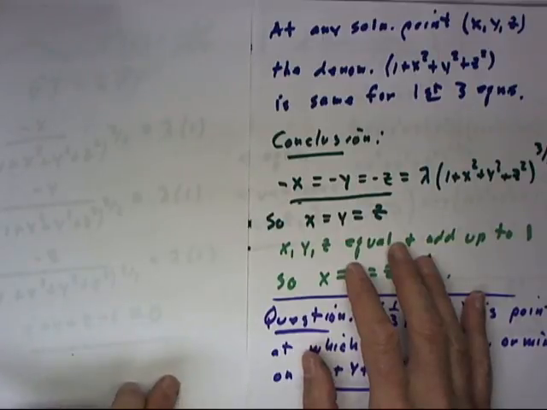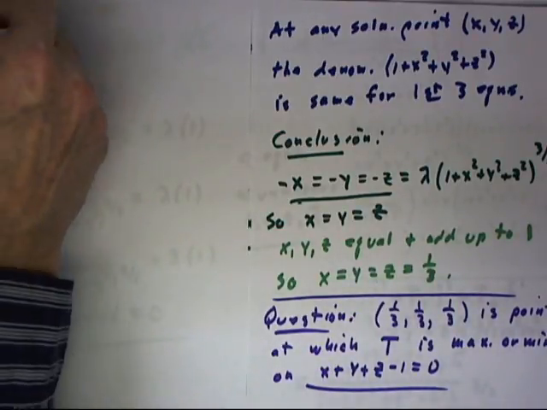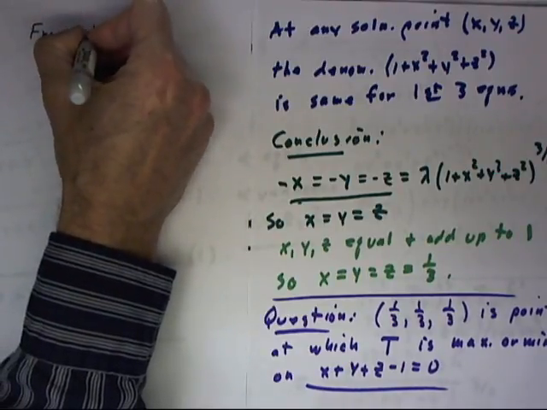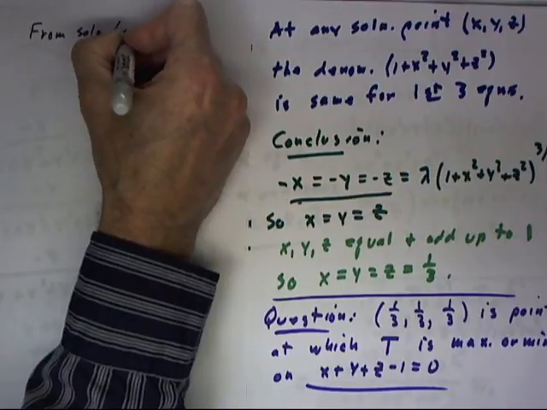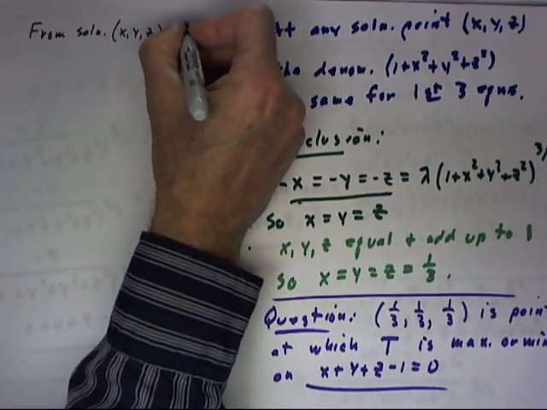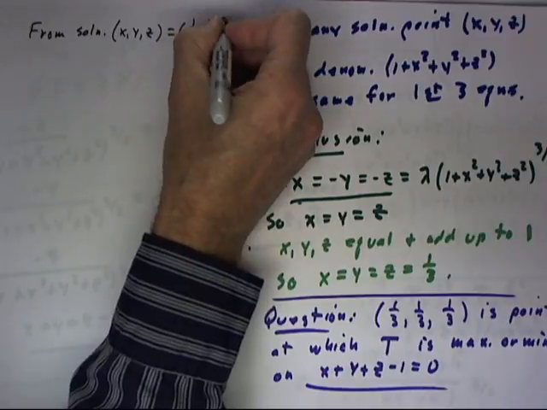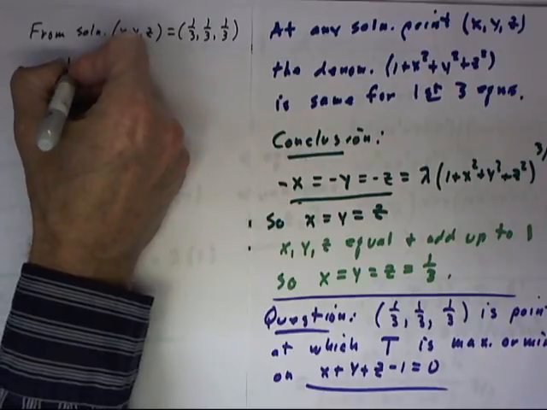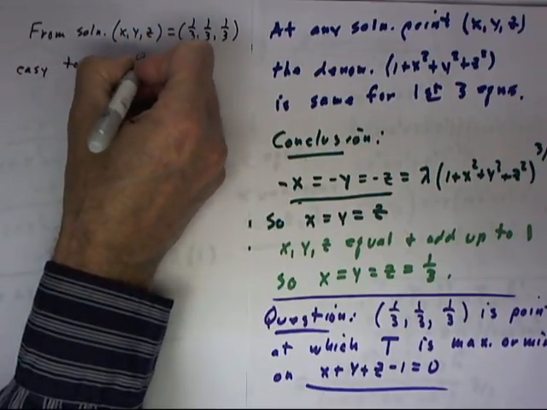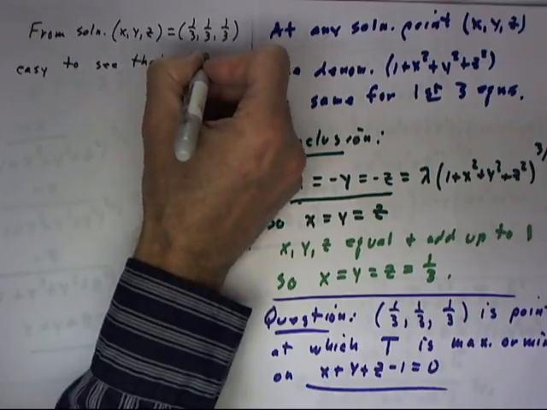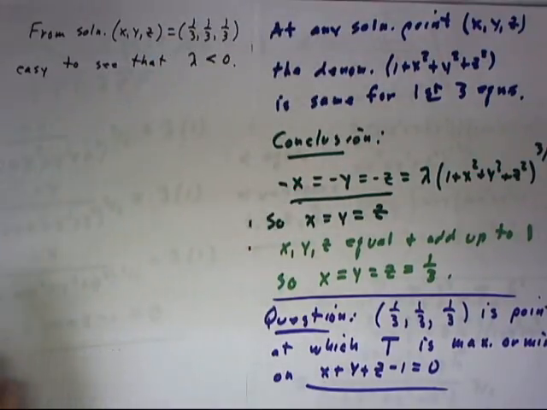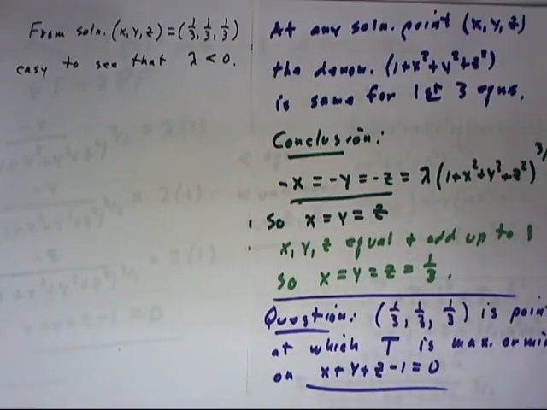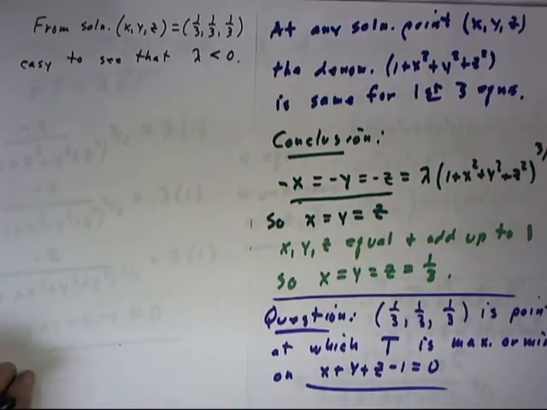And the one really relevant thing then we determine about lambda is, from our solution, x, y, z equals 1/3, 1/3, 1/3. It's easy to see that lambda is less than 0. What does that tell us about whether we have a maximum or a minimum?